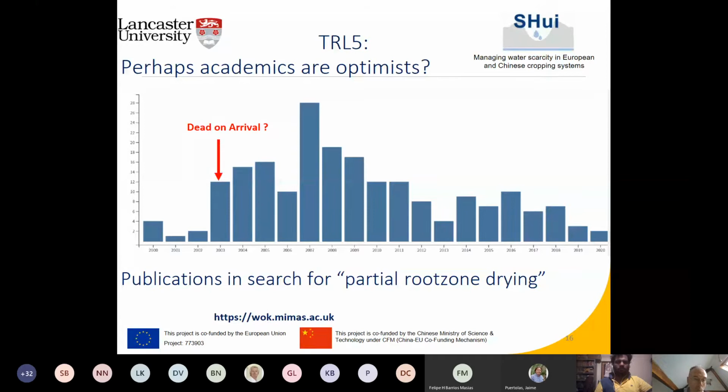Perhaps. For me, who read this discussion in 2003 and thought, well, I don't want to work on partial root zone drying for much more in my life if it is actually dead on arrival, this sustained interest in the technique has been very heartening. And indeed, this comment, dead on arrival, was very much a red rag to a bull, if you'll pardon the expression, because it stimulated me to think, well, how do we actually understand the science behind this technique a little better?